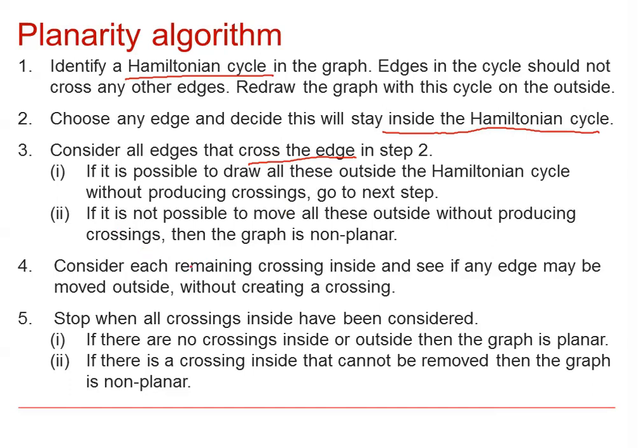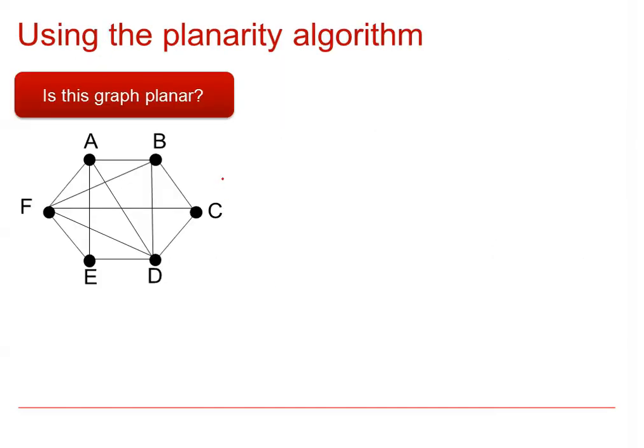And we do this with each of the edges in turn. And then we stop when all crossings have been considered. If none of the edges cross, then it's planar. And if some of the edges still cross, then obviously it's non-planar. So we're going to put the algorithm into practice. Here is a graph, and we want to decide if this graph is planar.